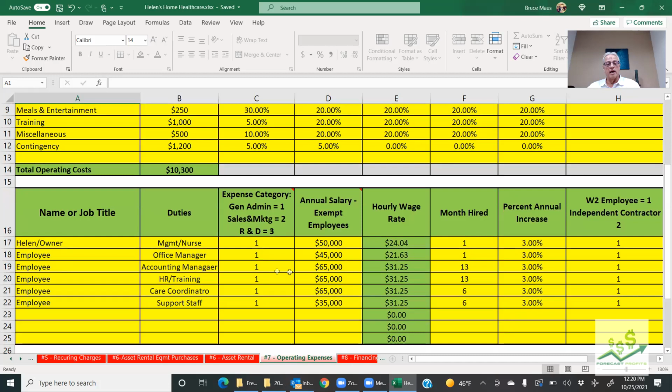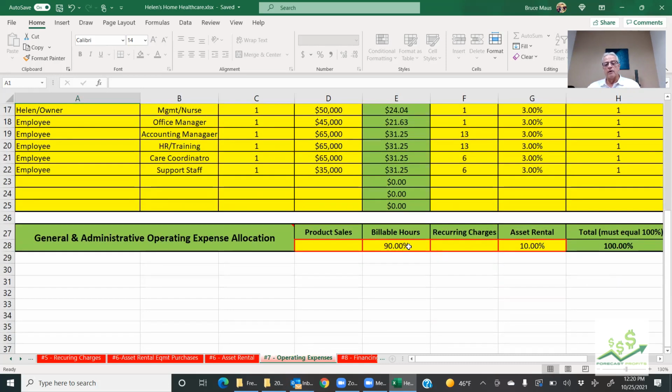Below is the overhead or office staff, their annual salary, month they're hired, and you need to designate whether they are a W-2 employee or an independent contractor so the model knows whether to take the payroll deductions from their paycheck. As I indicated earlier, not much labor is required to rent the equipment, so we've allocated only 10% of the operating expenses to the asset rental revenue model, and the rest is to billable hours, where it's more labor intensive.